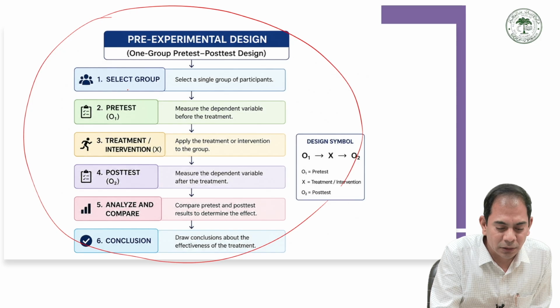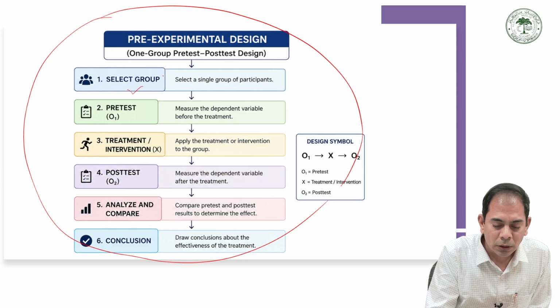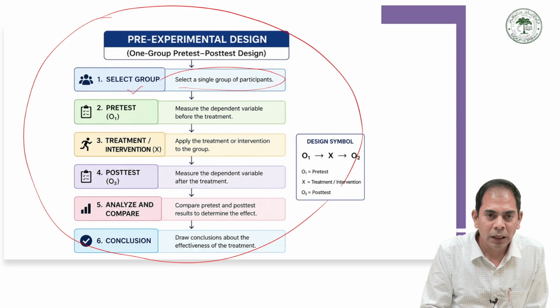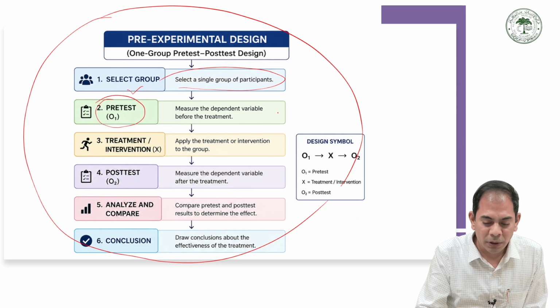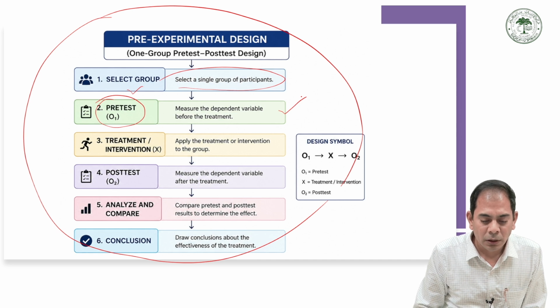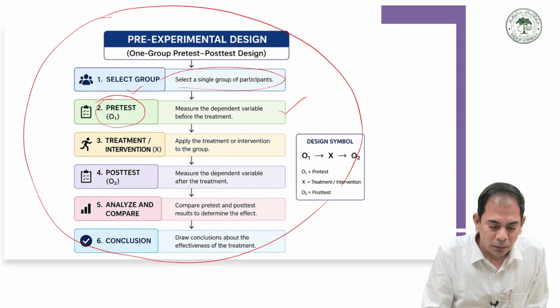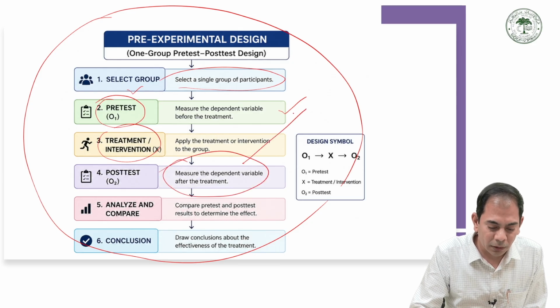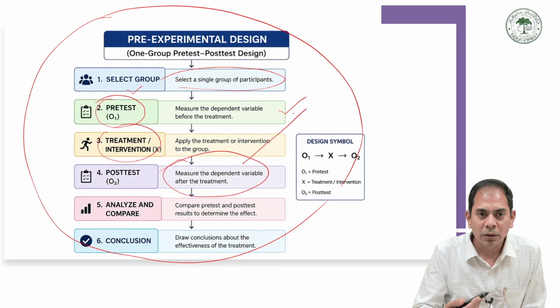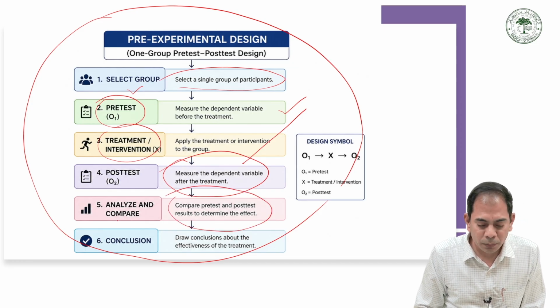So first, select a single group of participants. Next, we conduct the pre-test, measuring the dependent variable before the treatment. Next, we give the treatment or intervention, applying it to the participants, and after completing the treatment, we measure and record the data once again. After the analysis we compare the pre-test and post-test results, determining the effect, and after that we go for the conclusion.